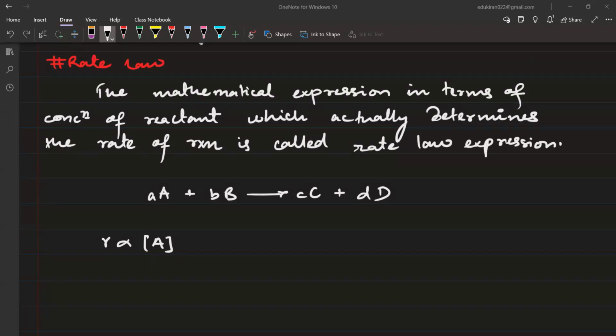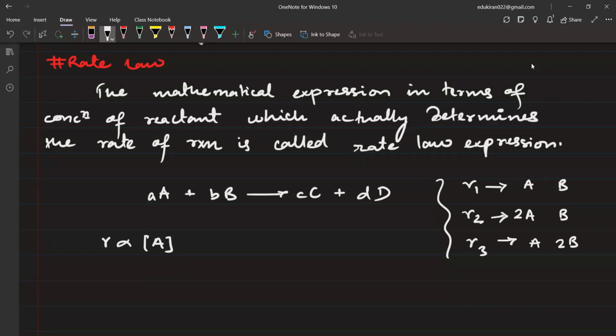then what will happen? Let us suppose the rate of reaction is R1. At this time, I have A and B as 1, 1. Now, if I double the amount of A, then the rate will become R2. If I double the amount of B, then the rate will become R3. Now, what I am saying is that the reactivity of A is greater than B. A is more reactive.